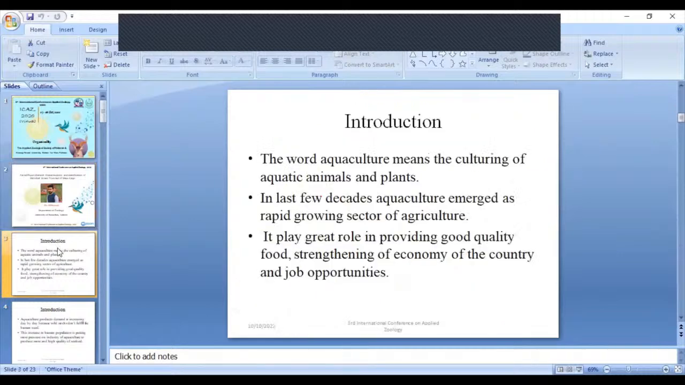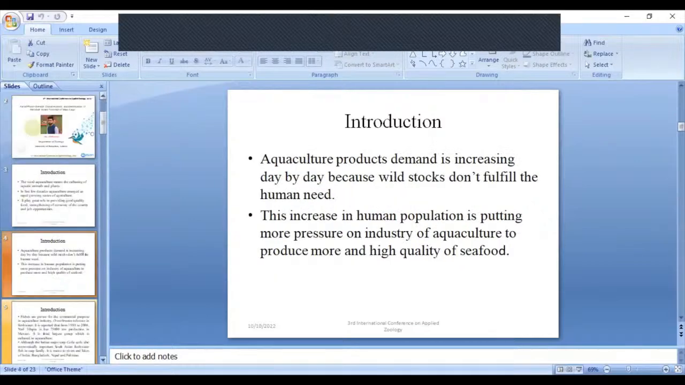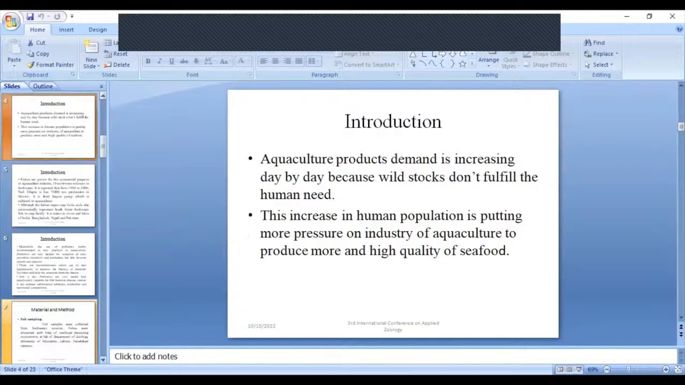Introduction. The word aquaculture means the culturing of aquatic animals and plants. In last few decades, aquaculture emerged as rapid growing sector of agriculture. It plays a great role in providing good quality food, strengthening of economy of the country, and job opportunities. Aquaculture product demand is increasing day by day because wild stock don't fulfill the human needs.